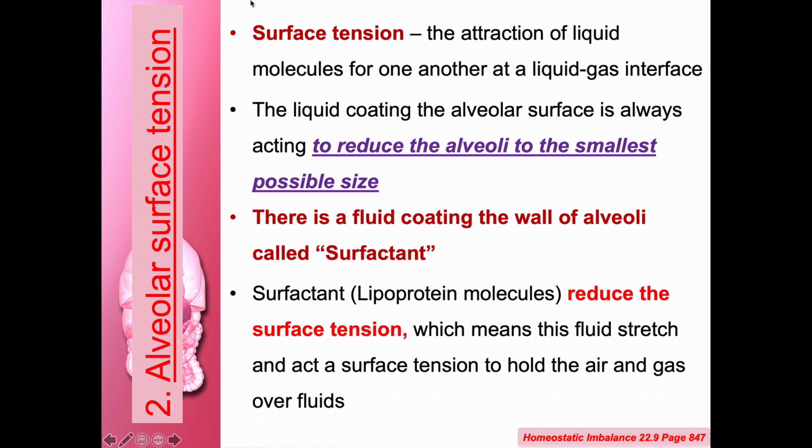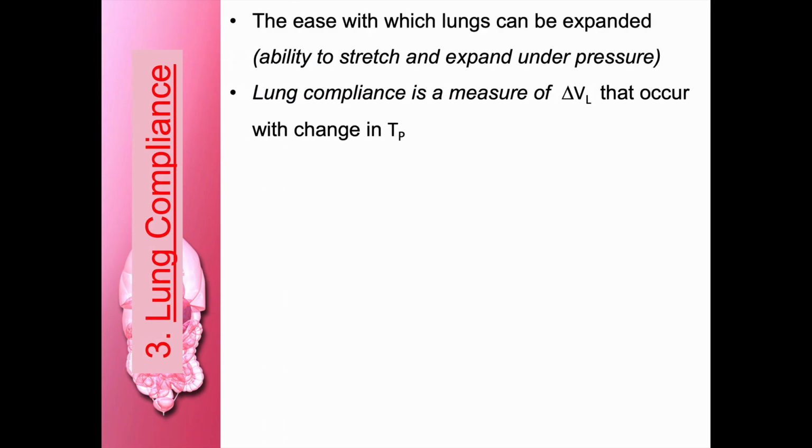What is surface tension? It is the attraction of liquid molecules to one another at a liquid gas interface. That is the place where the gas exchange is taking place. The liquid coating the alveolar surface is always acting to reduce the alveoli to the smallest possible size. There is a fluid called surfactant. This reduces the surface tension, which means the fluid stretches and acts as a surface tension to hold the air and gas over the fluids. Then lung compliance.